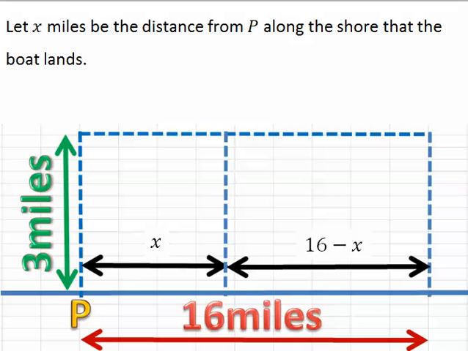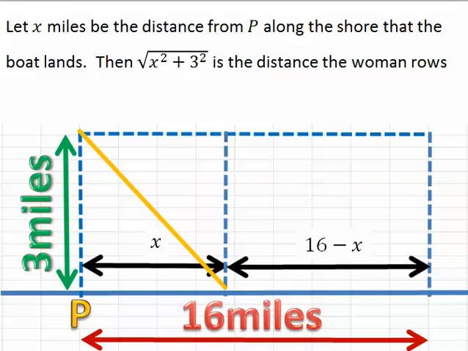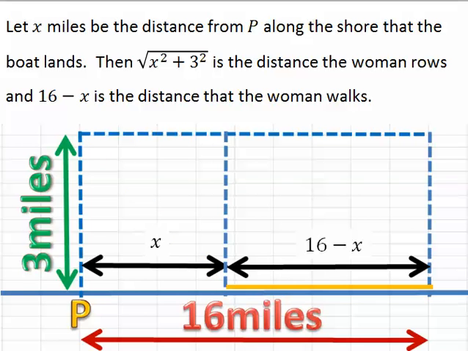Let x be the distance from P along the shore that the boat lands. Then the square root of x squared plus 3 squared is the distance the woman rows. And 16 minus x is the distance the woman walks.